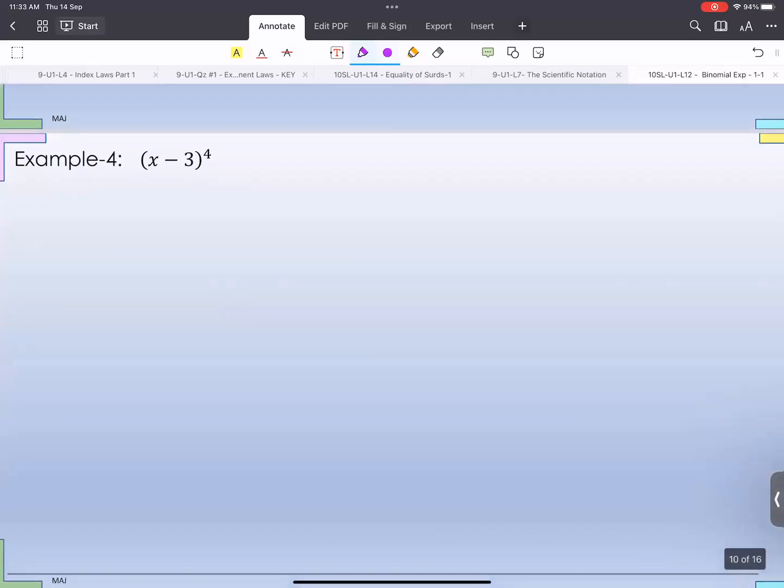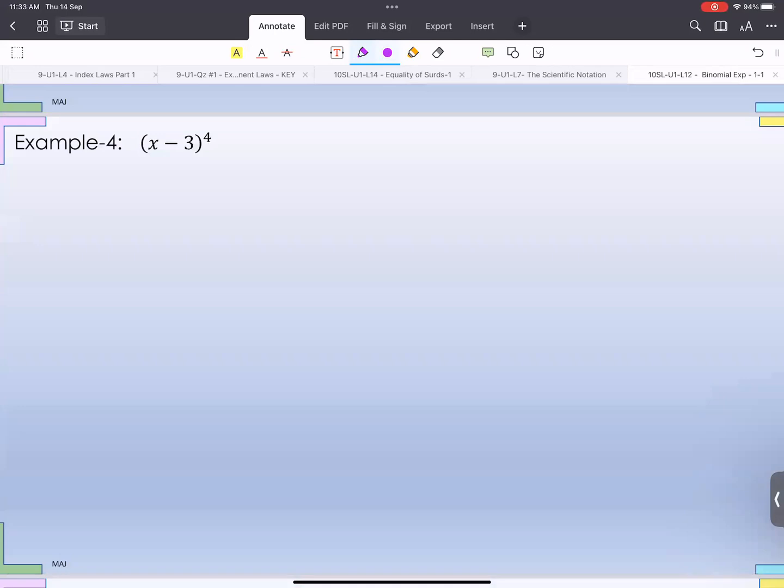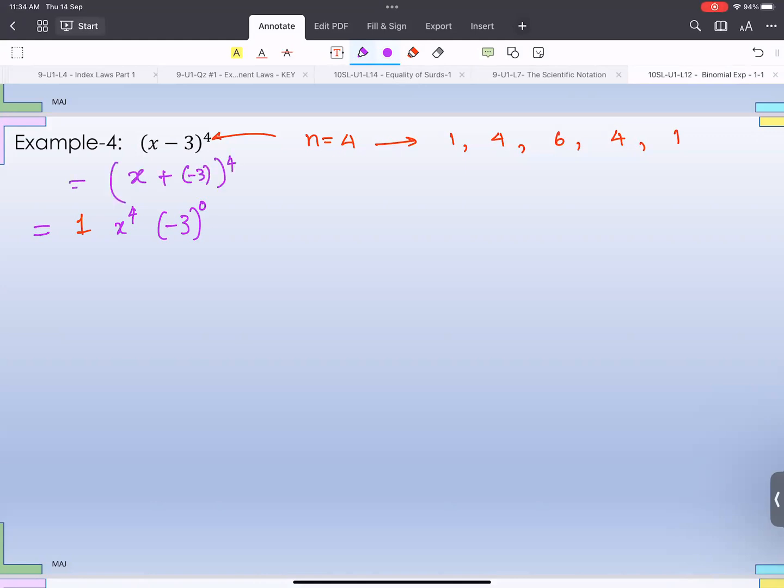How is this different? We have a negative now. So let's see what happens when we have a negative. So n is equal to 4, and the coefficients therefore would be 1, 4, 6, 4, 1. That is 5 terms. Okay. So that is equal to, start with the coefficient, 1 multiplied by x to the power of 4 multiplied by negative 3 to the power of 0. Okay, because this is nothing but (x + (-3)) to the power of 4.